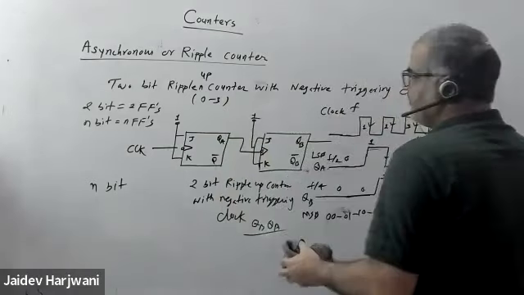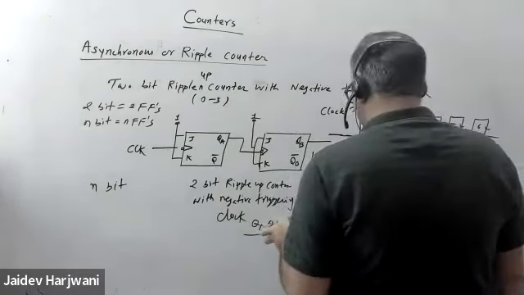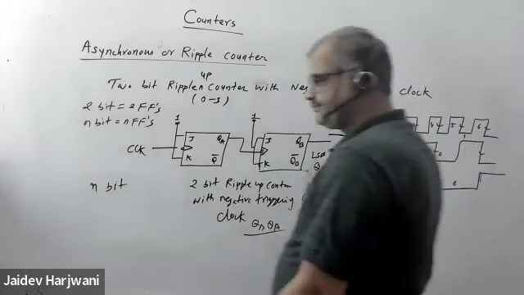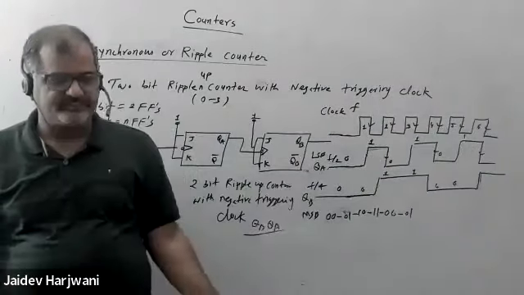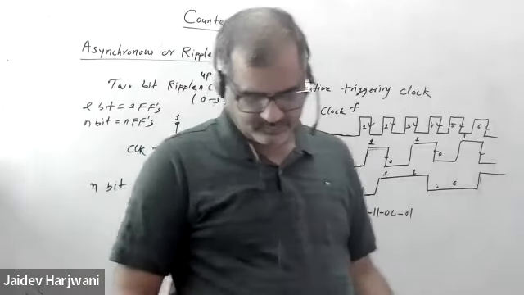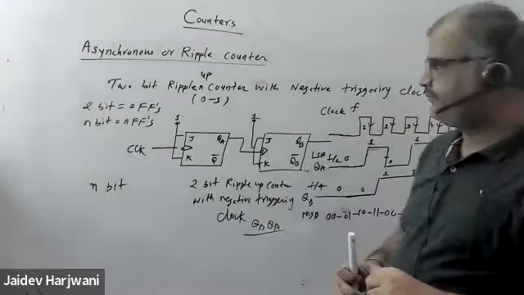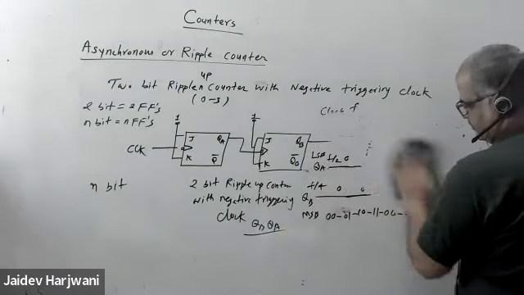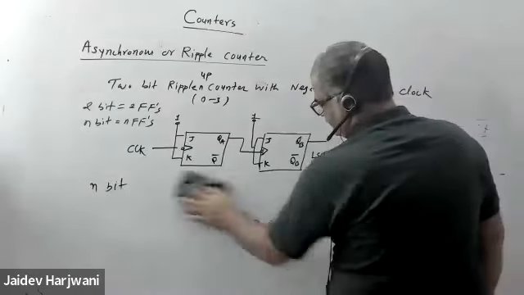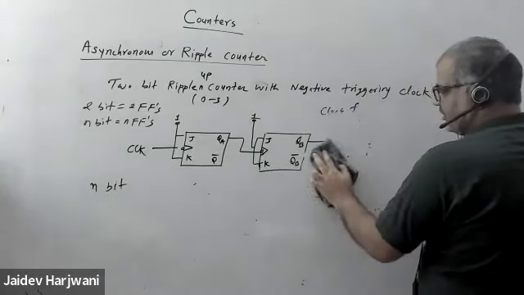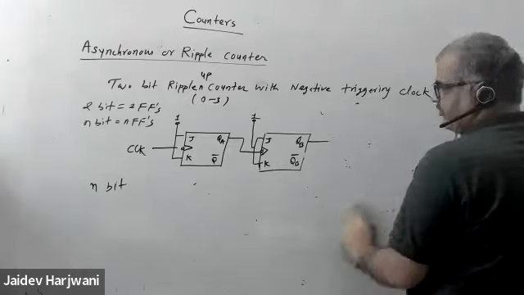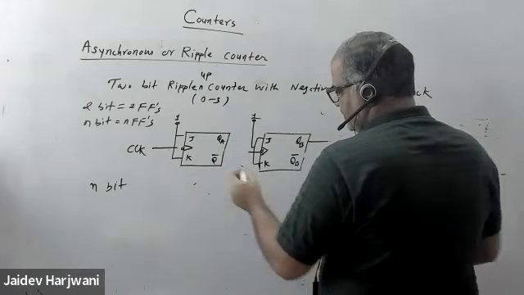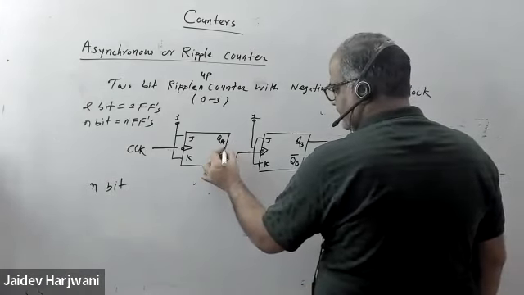Now same I want to make a ripple down counter, okay, with negative triggering clock. इसको erase कर दूं सबको। Now ripple down counter भी similarly circuit है, खाली what you do this time, instead of connecting this one, this time I connect this one to clock.